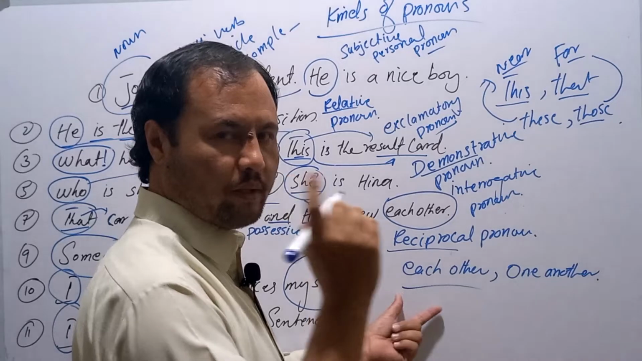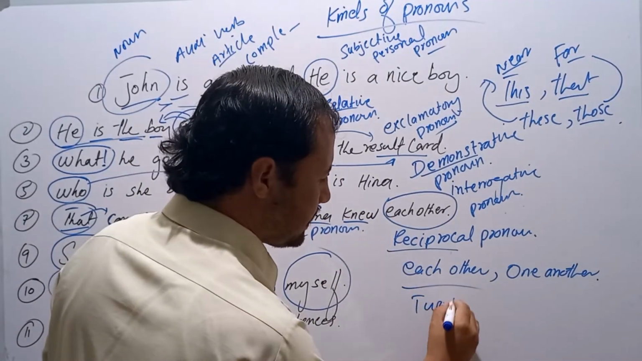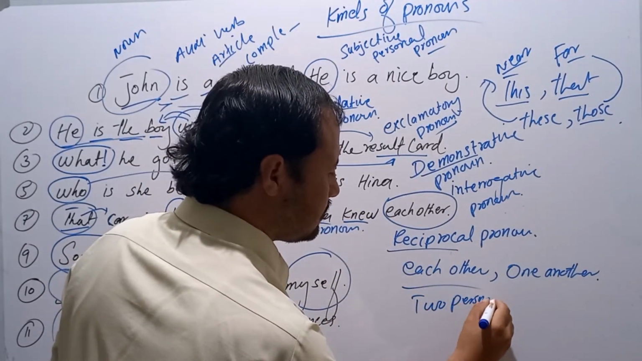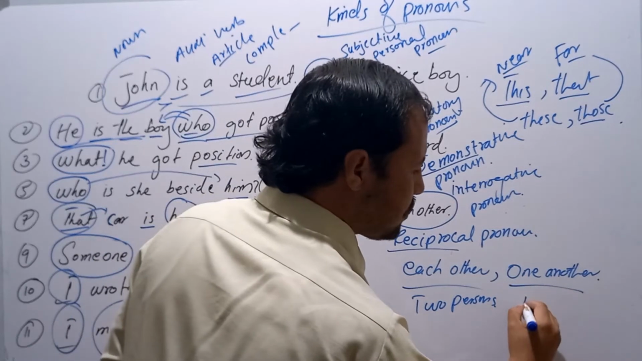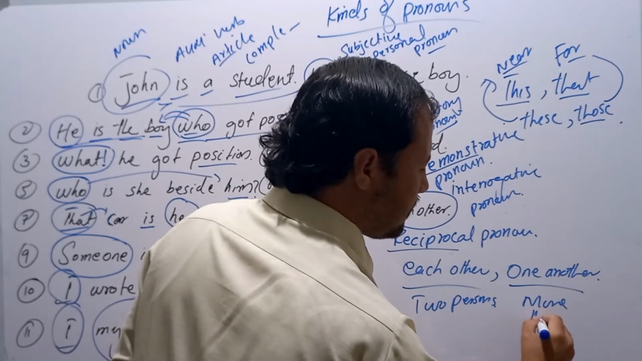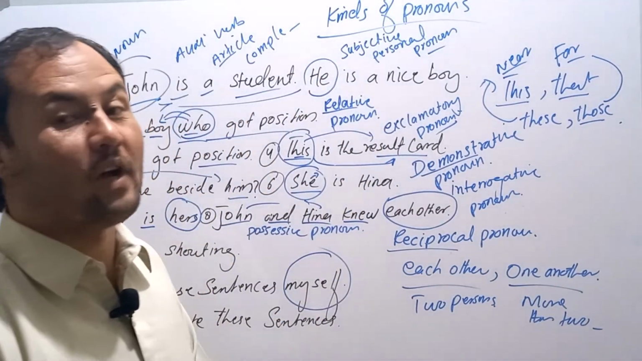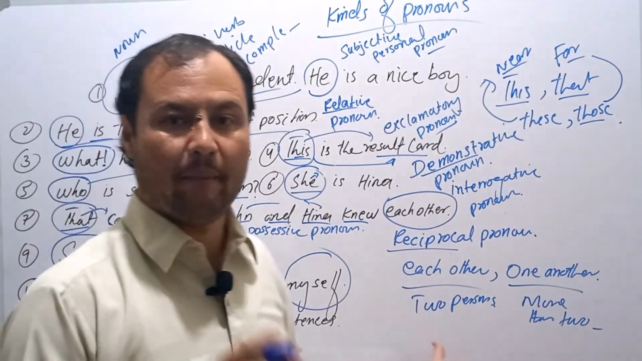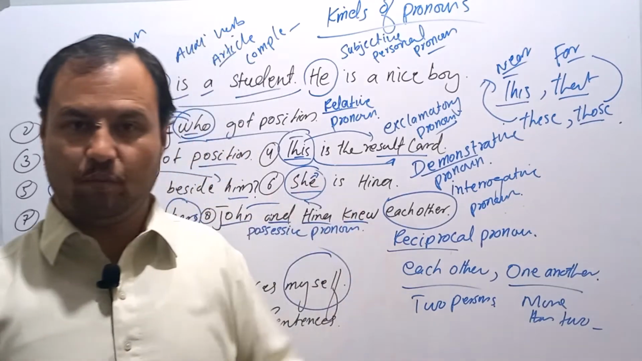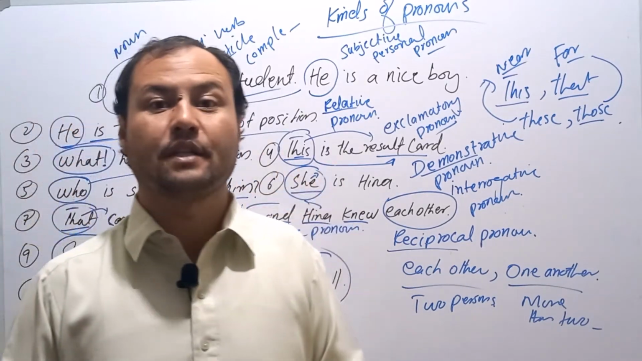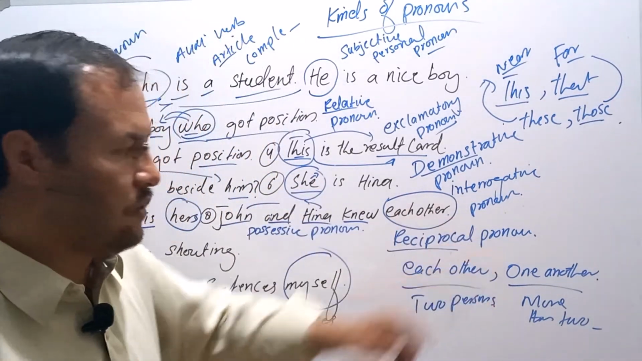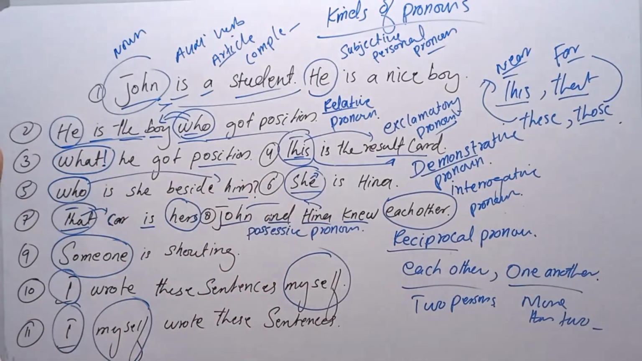Each other is used for two persons. If it is two persons, we use each other. If it is more than two persons, we use one another. For example, they were blaming one another, more than two persons, or they were shouting at one another. So we use one another. We call them reciprocal pronouns. We will move to the next one now.